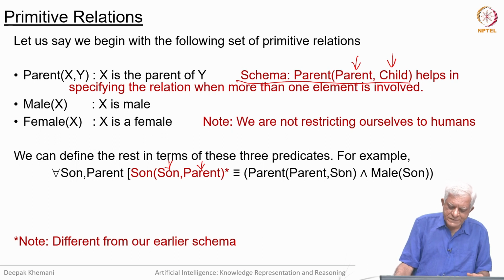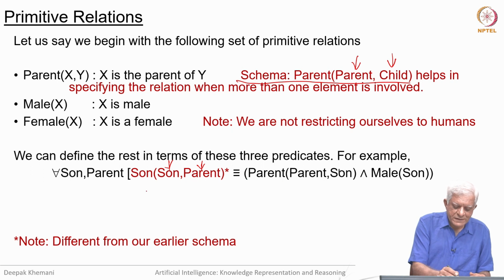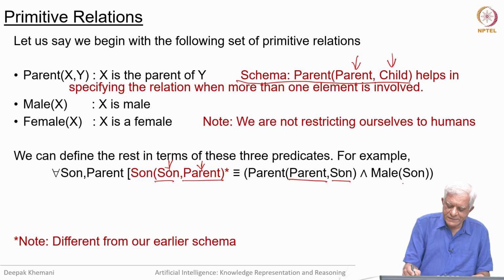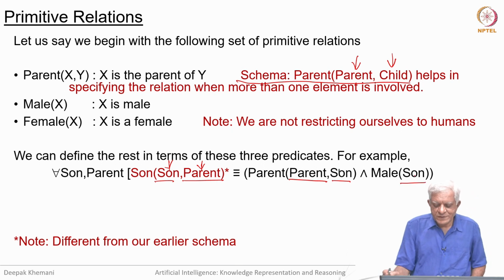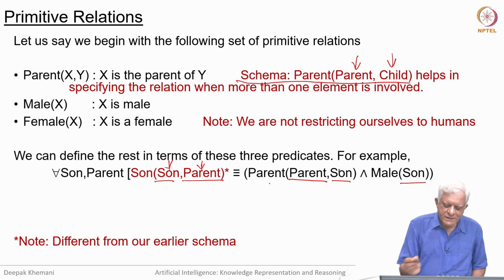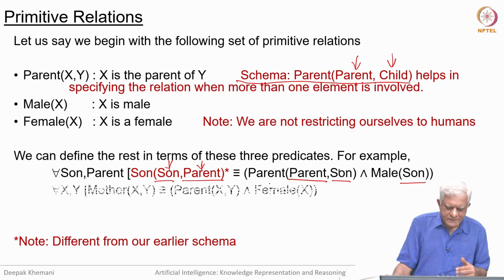So, we can define son now as saying that son is the son of the parent. There is a little bit of overloading of symbols there. If parent is the parent of the son and the son is male, essentially. So, only this parent and male relation we have used here to define son. You can define other things equally.